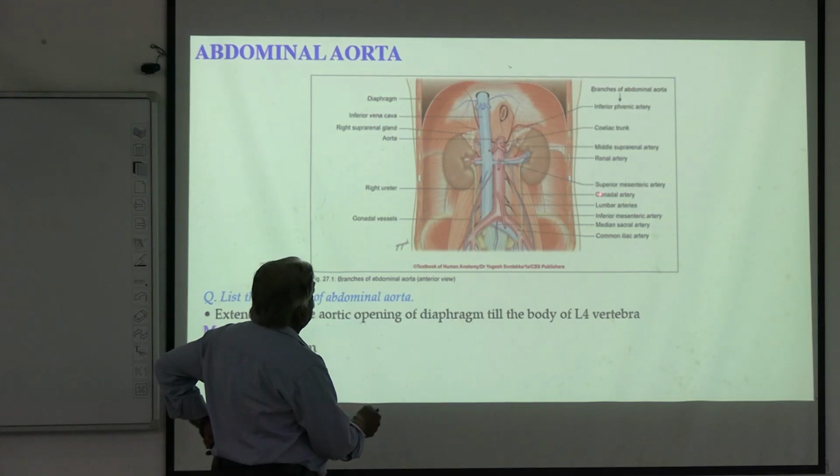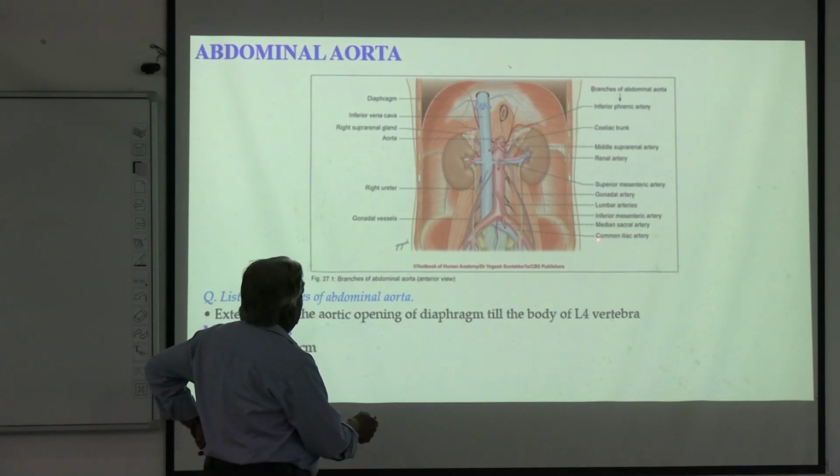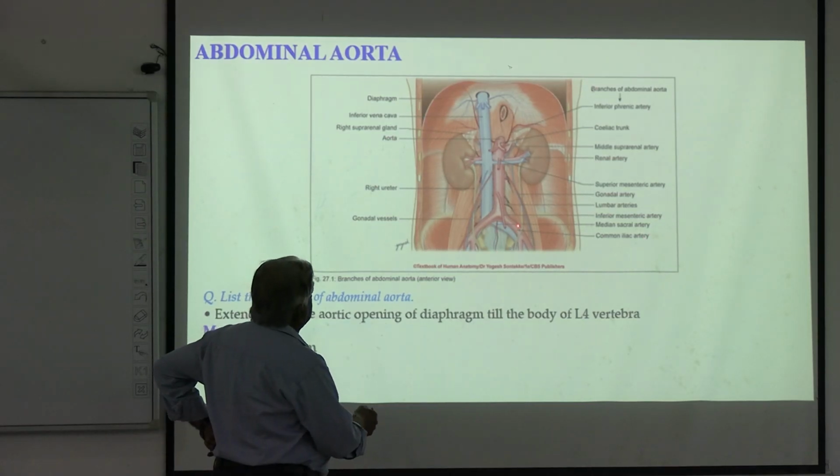Superior mesenteric artery is here. These are the lumbar arteries. These are gonadal arteries. This is the inferior mesenteric artery. Superior mesenteric, inferior mesenteric arteries. And this is the median sacral artery, in the center, and the common iliac artery.